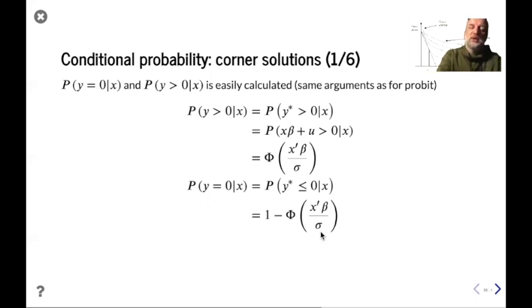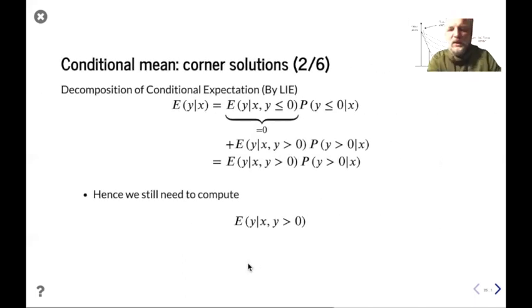This follows from basically using the exact same arguments as we did for the probit. So this should be well known at this point. Now, the conditional mean of y given x is a little bit more tricky, because we need to derive a number of different objects.